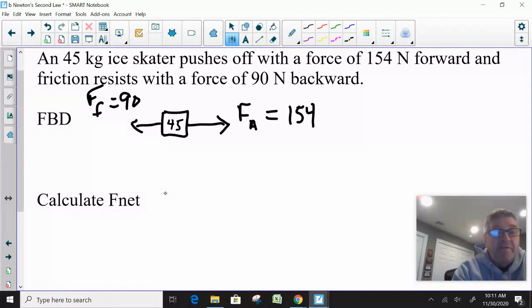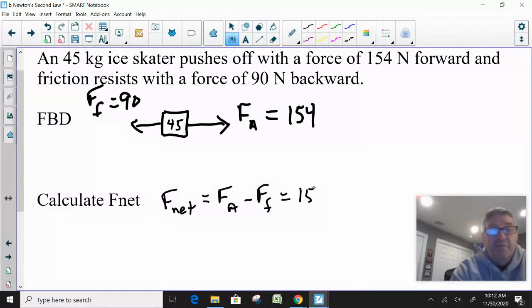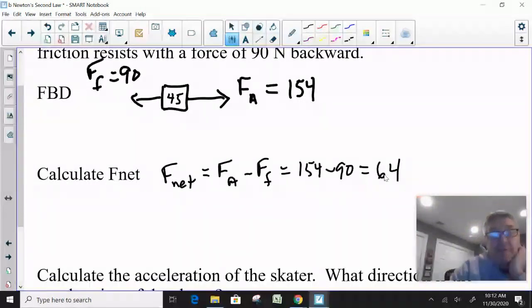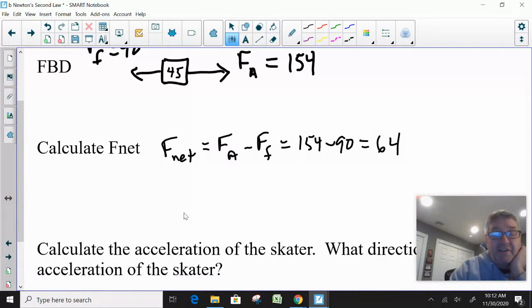So now I want to calculate the net force. Well, again, F net is going to equal the winning force minus the losing force. So which guy wins? Well, obviously the thing that moves forward, the bigger force is FA. So it's always going to be the winning force minus the losing force. And in this example, it's 154 minus 90. So that's going to be 64 newtons. Now, I said this before, along the way, you don't have to put the units. At the end, you should put the units, but along the way, don't worry about it.